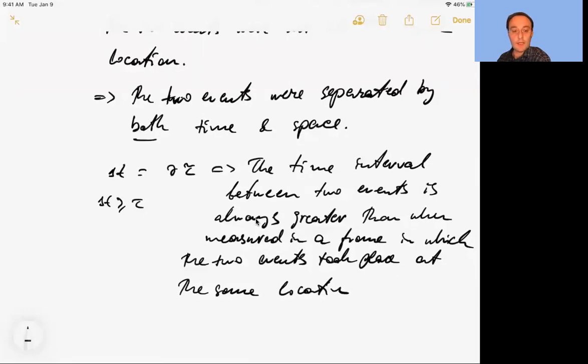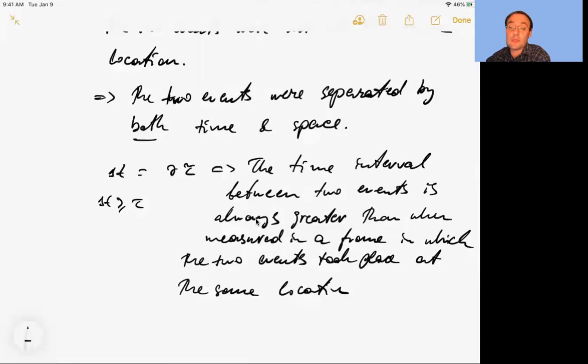Okay? And it's only equal when the two events took place at the same location according to both frames. Equivalently, the time interval between the two events is always greater than or equal to the proper time. It is only equal to the proper time in the frame in which the two events took place at the same location, okay?